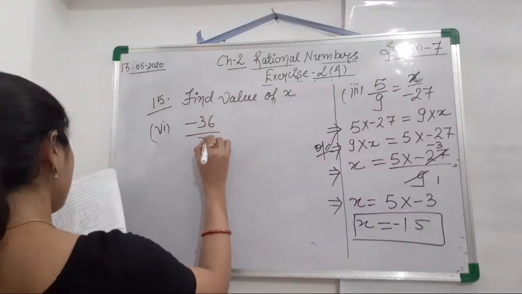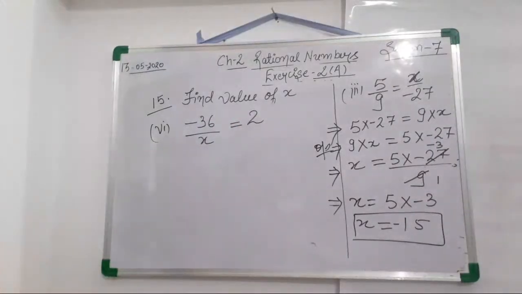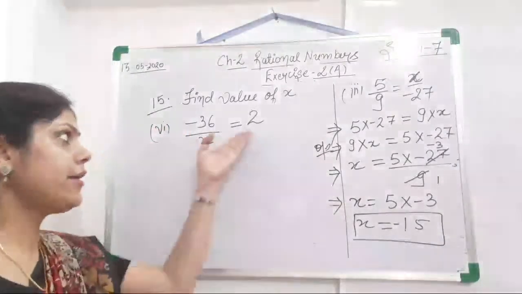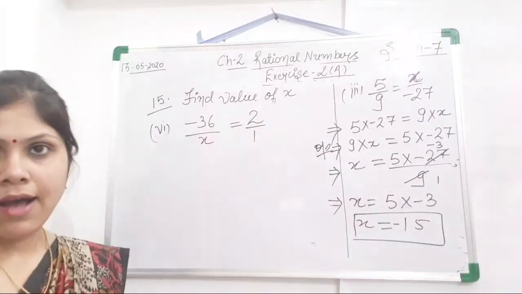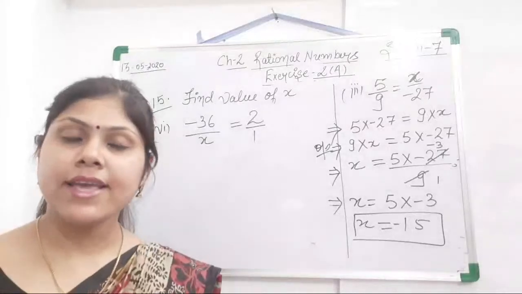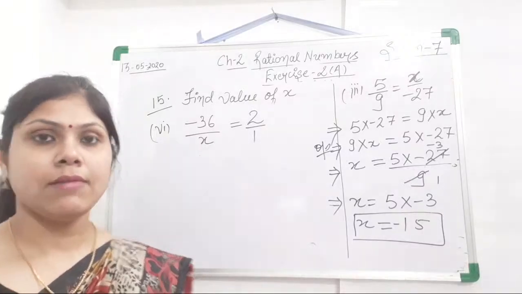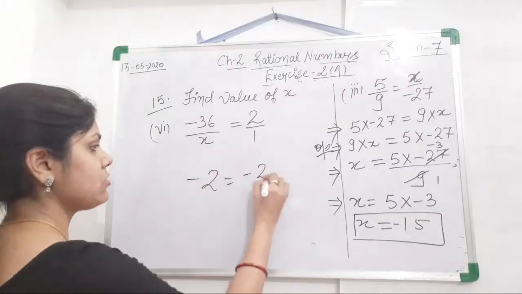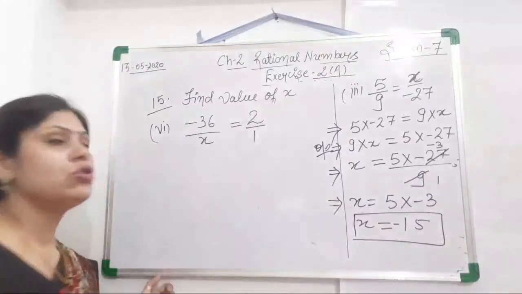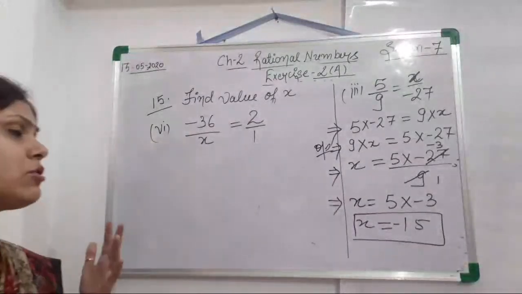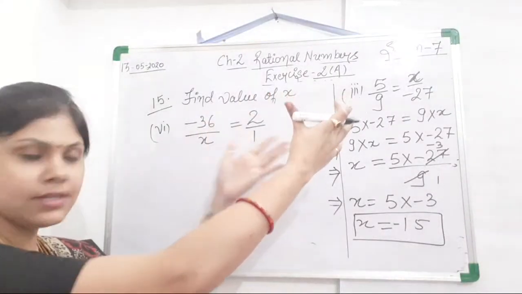Minus 36 upon x is equal to 2. Now here the numerator and denominator both are there, and here only 2 is written. This can be written as 2 upon 1. I told you that any integer can be written as upon 1, the same way minus 2 can be written as minus 2 upon 1. So I have written 2 as 2 upon 1. There will be no change, but you will get numerator as 2 and denominator as 1. Now they are in the same form of question, isn't it?